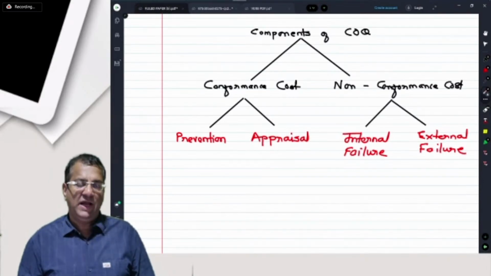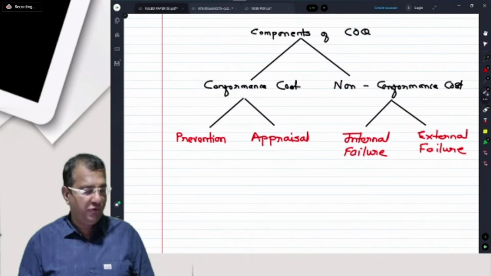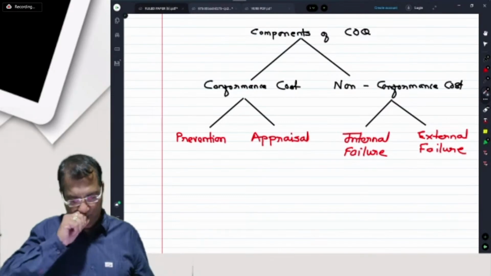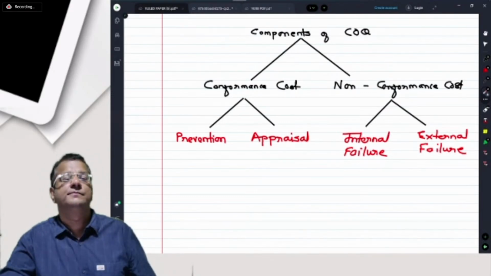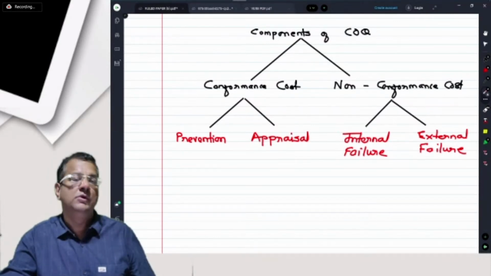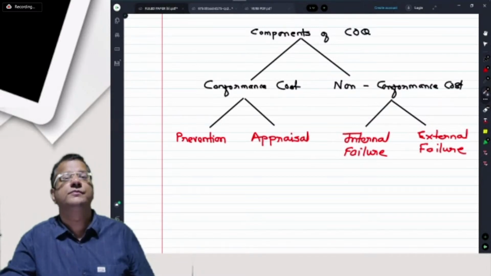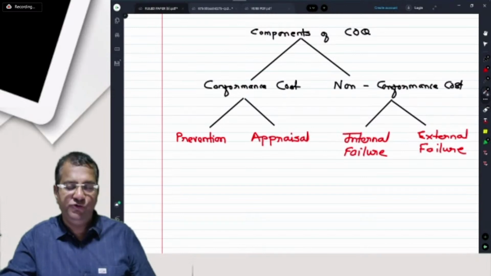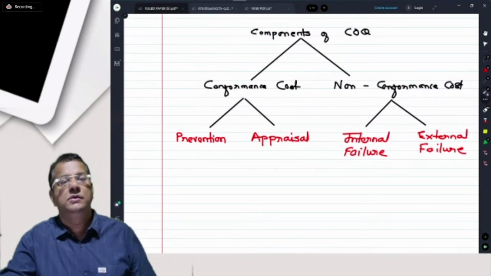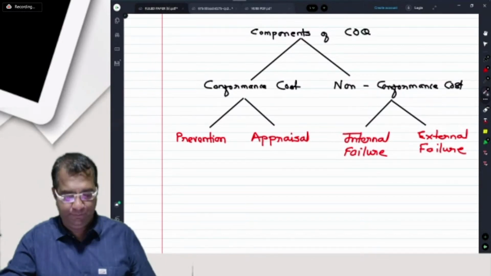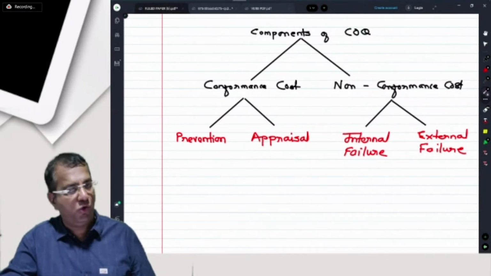Drop one line and then write down external failure cost. Please write down: cost incurred on defectives, comma, identified by the customer. That is known as external failure cost.